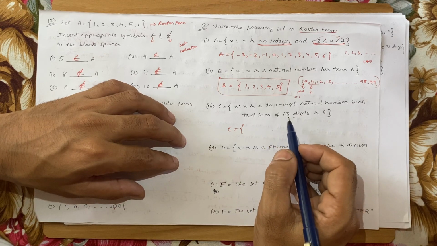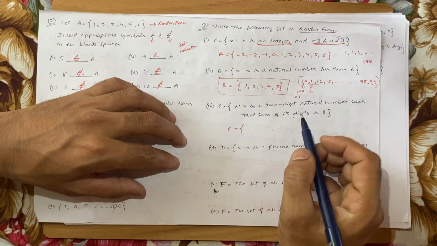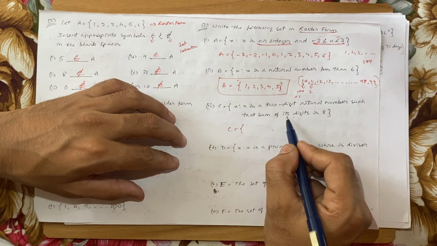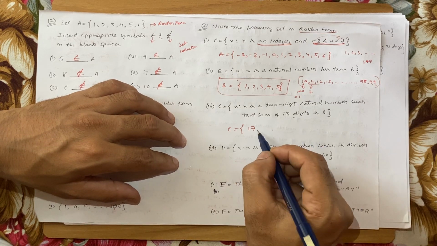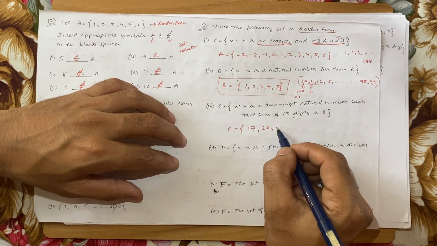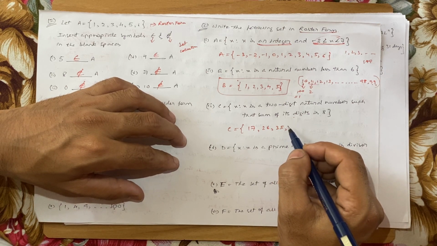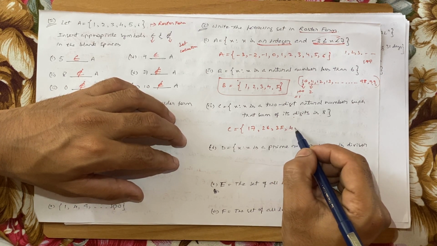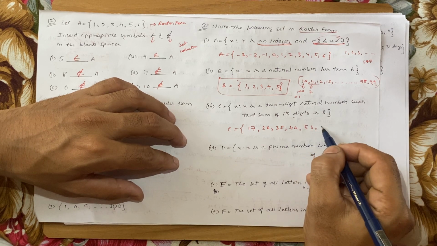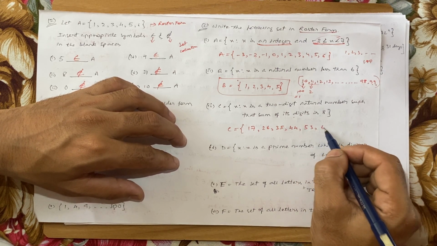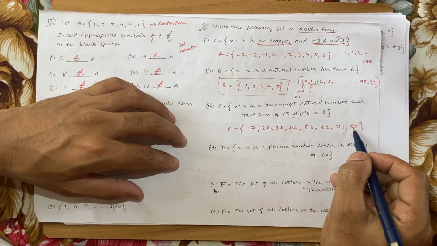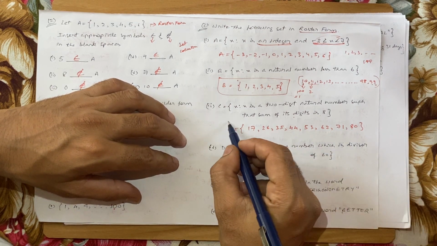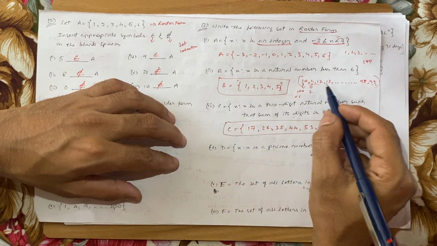The first 2-digit natural number that gives the sum of its digits as 8 is what? 17, because 1 plus 7 will give you 8. Then you have 26, then you have 35, then you have 44, then you have 53, then you have 62, then you have 71, then you have 80 is also, because if you see 8 and 0, if you add both the digits, it's 8 and it's a 2-digit number. So this is your answer if you check each and every 2-digit number in this way.